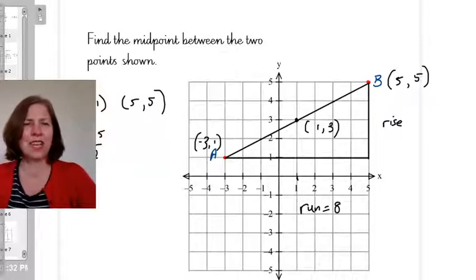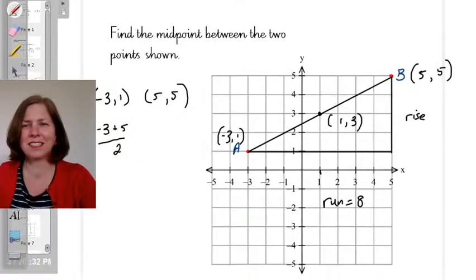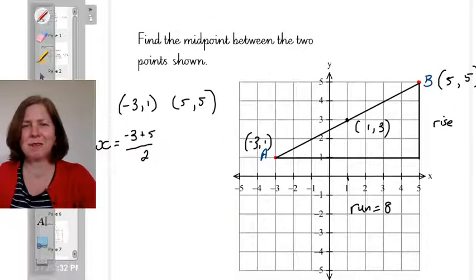Oh, now you can't see me from the other side. Let me fix this. There we go. Okay.